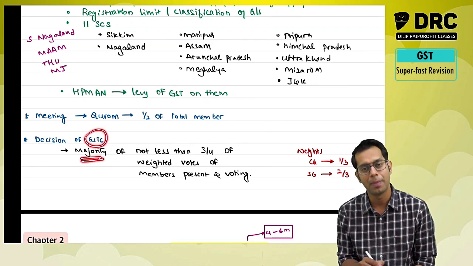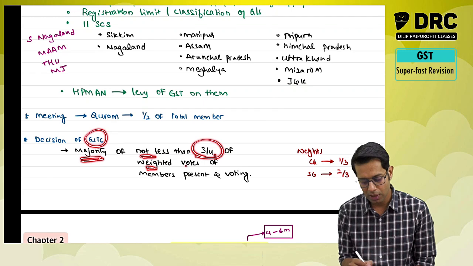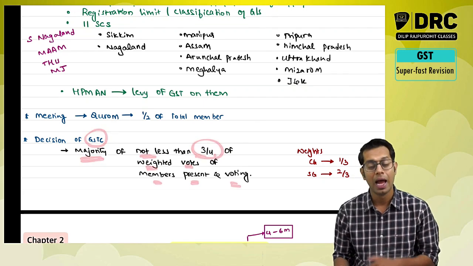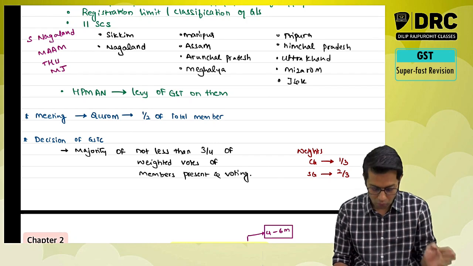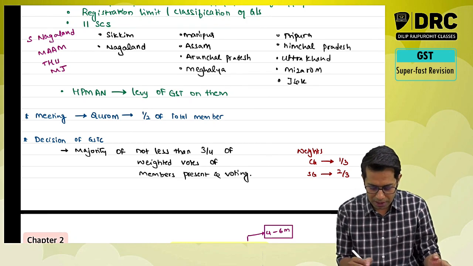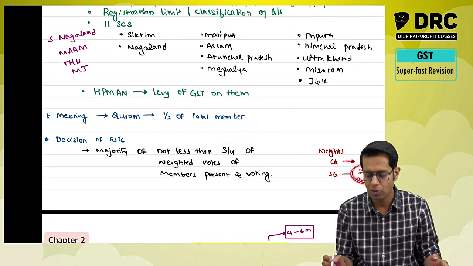I will take a simple majority of not less than 3/4 of the weighted votes of members who are present and voting. The weight assigned to the central government is 1/3, and the weight assigned to the state governments is 2/3.